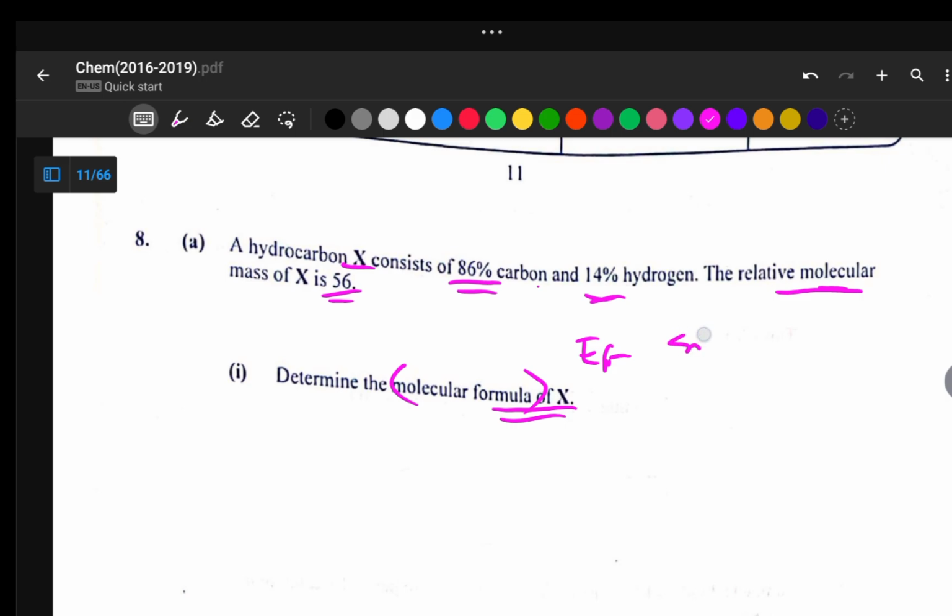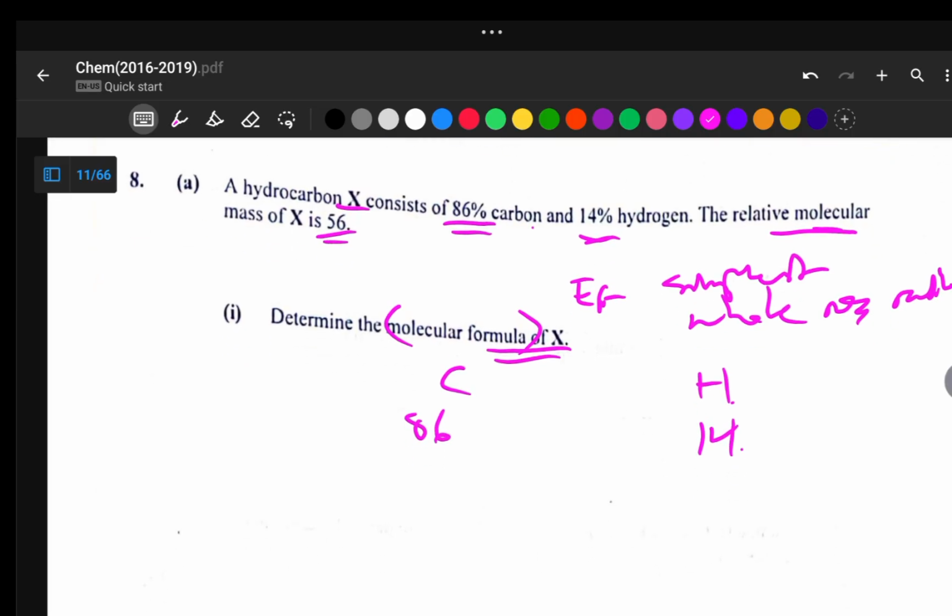The simplest whole number ratio. It is not just a ratio, it's a whole number ratio of atoms present within a compound. So here we start by highlighting the atoms in question and then the percentage occurrence. We're having 86, and here we're having 14, and then we're going to divide with the AR of carbon, which is 12, and that of hydrogen, which is 1. So we're simply going straight to our calculator.